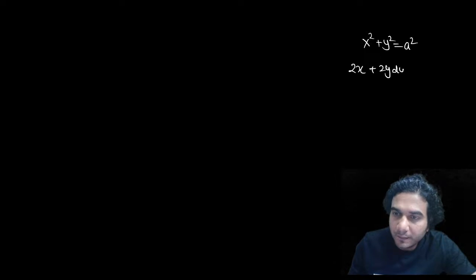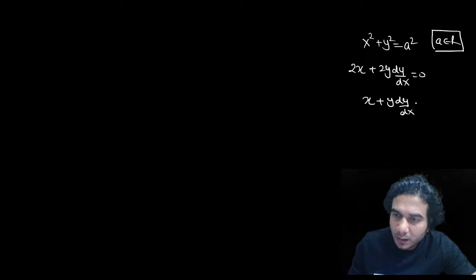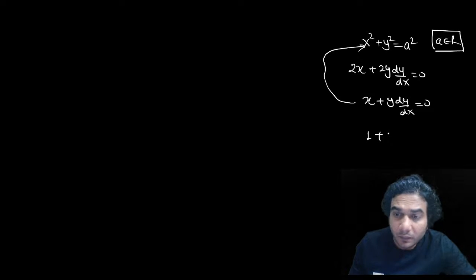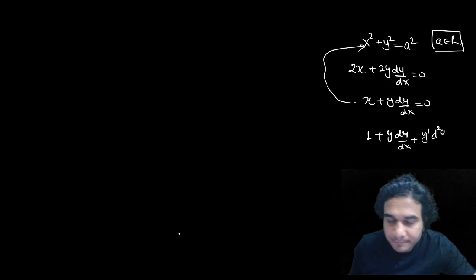I'll write it again. x square plus y square is equal to a square, where a belongs to the real numbers. If I differentiate it, it is going to be 2x plus 2y dy by dx is equal to 0. So I got x plus y dy by dx is equal to 0. But is it the differential equation, because we have eliminated the parameter? Or if we further differentiate it, then it is 1 plus y dy by dx plus y times y dash into d2y upon, sorry, one minute.